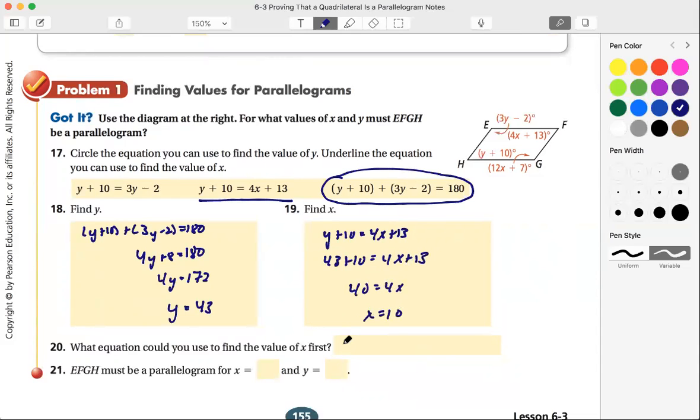Now, we could have used a different equation to find x first. So we could have used the equation 4x plus 13 plus 12x plus 7 equals 180. EFG must be a parallelogram for x to equal 10 and y to equal 43.